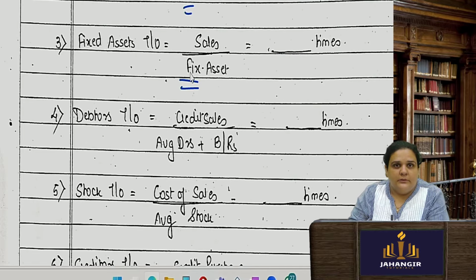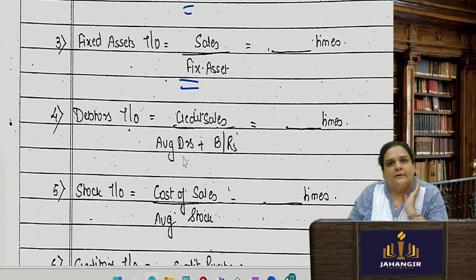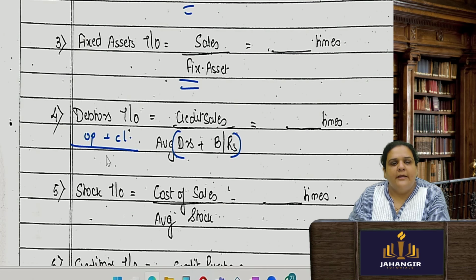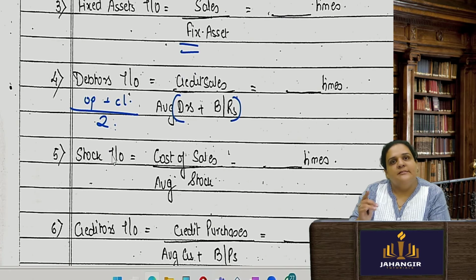Debtors turnover. Okay, debtors turnover will be your credit sales. How are debtors generated? Not from all the sales, not from entire revenue. Only if you are selling goods on credit. So credit sales upon your average debtors plus bills receivable. Average means what? Opening plus closing divided by 2. If nothing is given as opening and closing, then I will just take the figure which I have in the balance sheet. Okay.